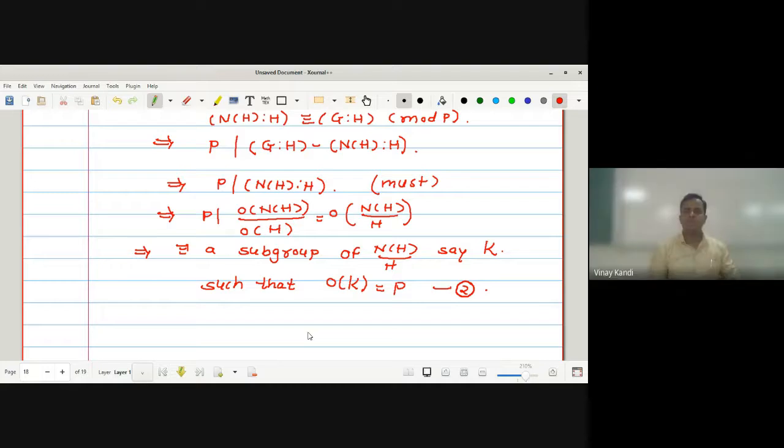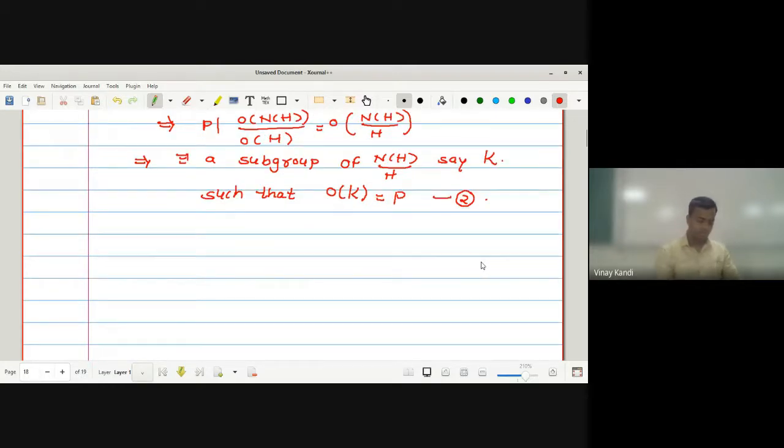एखाद्या ग्रुपला जर पी ने डिवाइड होत असेल त्याच्या ऑर्डरला, तर कॉची थेरम काय सांगतोय? There exists a subgroup of that group. ओके, now here NH upon H is the quotient group. क्वोशंट ग्रुप आहे तुमचा. त्याचा सबग्रुप K आहे. मग K पण कसा असायला हवा? हा क्वोशंट सबग्रुप असायला हवा. ओके.